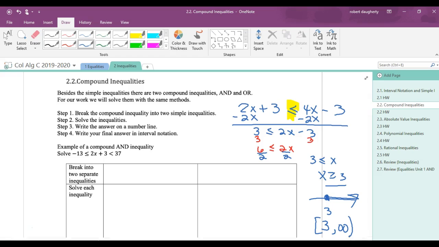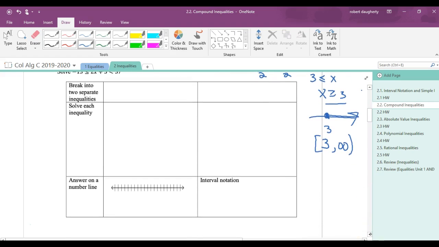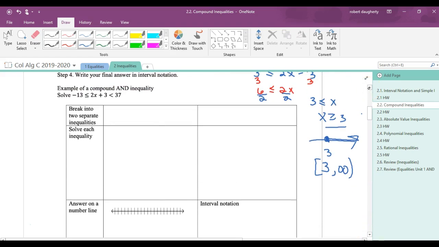Now, what we want to do in this lesson is handle compound inequalities. A compound inequality is where I have more than one inequality. So you see something like this: negative 13 less than or equal to 2x plus 3 less than 37, okay? Not too terribly difficult. What you want to do is break this into 2 separate problems. Some people treat this as one problem, subtracting 3 here and here and here, and keep them all going at the same time. I prefer just to break it into 2 problems.